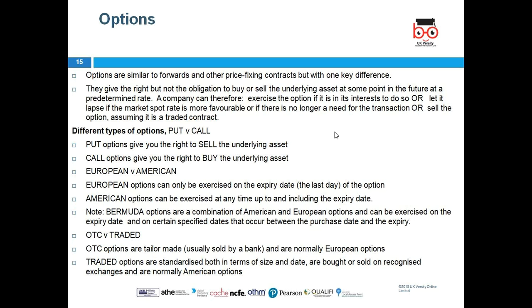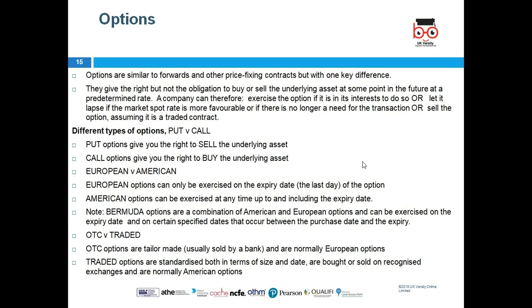Yes, the company can use either a put or a call. What is meant by put and call? Put and call options. A put gives you the right to sell, and a call option gives you the right to buy.